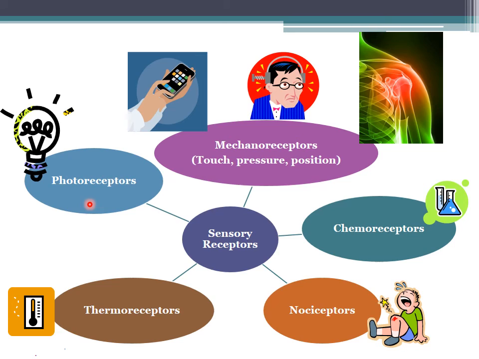Rods are the photoreceptor cells that respond mostly to the intensity of light, and these are the receptors that can detect movement. Interestingly, rods are not capable of detecting the color of light. So technically, rod vision is black and white vision. Cones, on the other hand, are the photoreceptor cells that detect color. There are three types of cones: red cones, blue cones, and green cones.